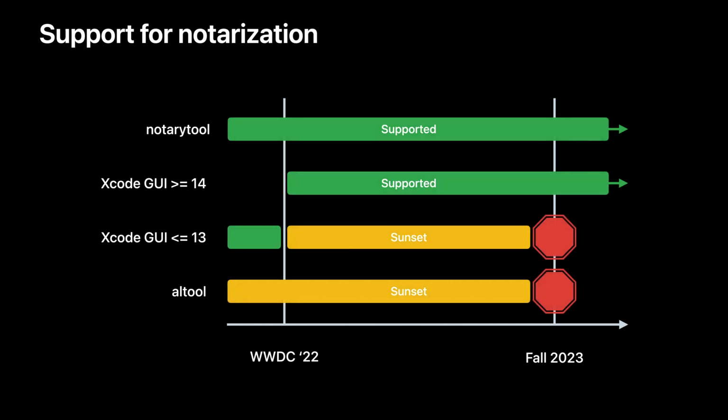To highlight some specifics, the Notary Tool CLI will continue to work past the fall 2023 deadline, including the one bundled in Xcode 13. As always, however, we do encourage you to update to receive the latest improvements and fixes. Uploads to the Notary service using the Xcode 13 UI will stop working after that deadline. Stay tuned to hear about some performance improvements in Xcode 14, but largely, you can expect your workflow to remain unchanged. Finally, notarization with all forms of AL Tool will stop working in fall of 2023. Again, please refer to last year's WWDC presentation for details on migrating to Notary Tool.